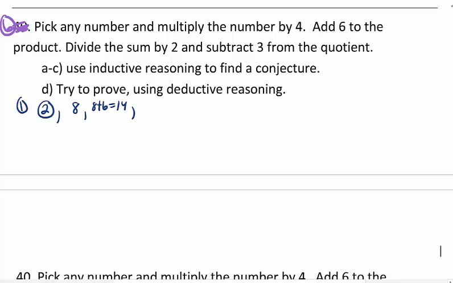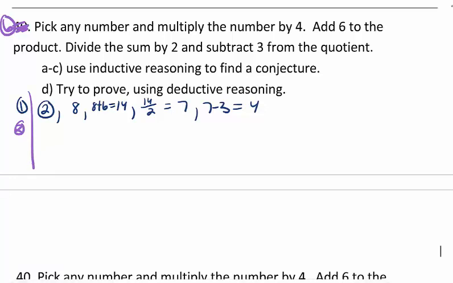We are going to divide that sum that I just got, which was 14, by 2. That gives me 7. And then we're going to subtract 3 from that quotient, which is 7 minus 3, which is 4. So right now we look at C again, but we can't say something from one piece. So let's look at the second option.